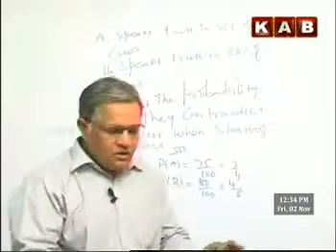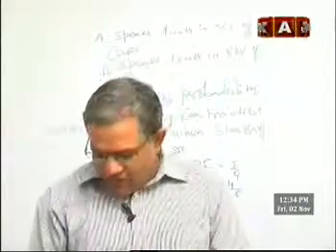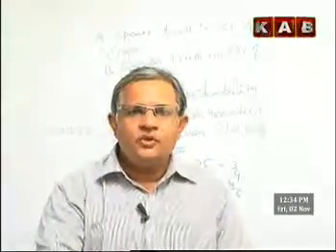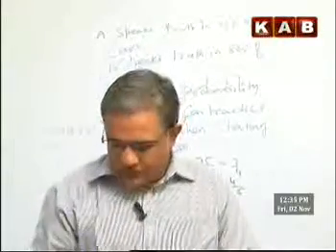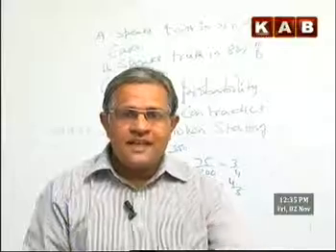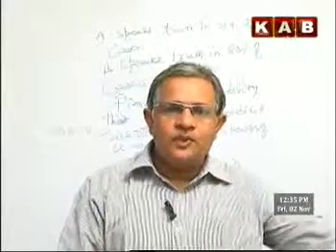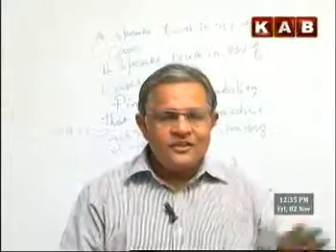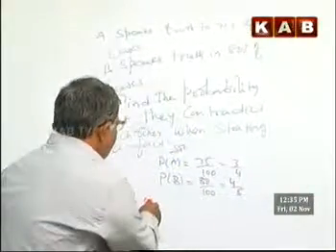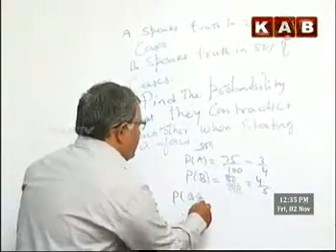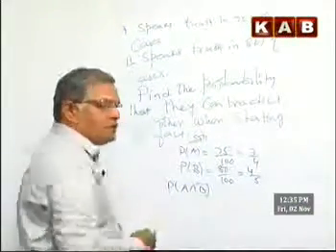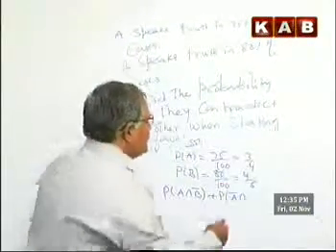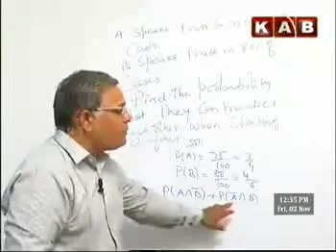Now what do you want? You want them to contradict each other. When will they contradict each other? When a thing happened, A should say it is true. At the same time, B should say false. And when A says false, A lies, B should speak truth. A and B together should not lie or speak truth at the same time. That means this is one way of happening: A speaks truth, B does not, or A lies and B speaks truth. This is our required probability.